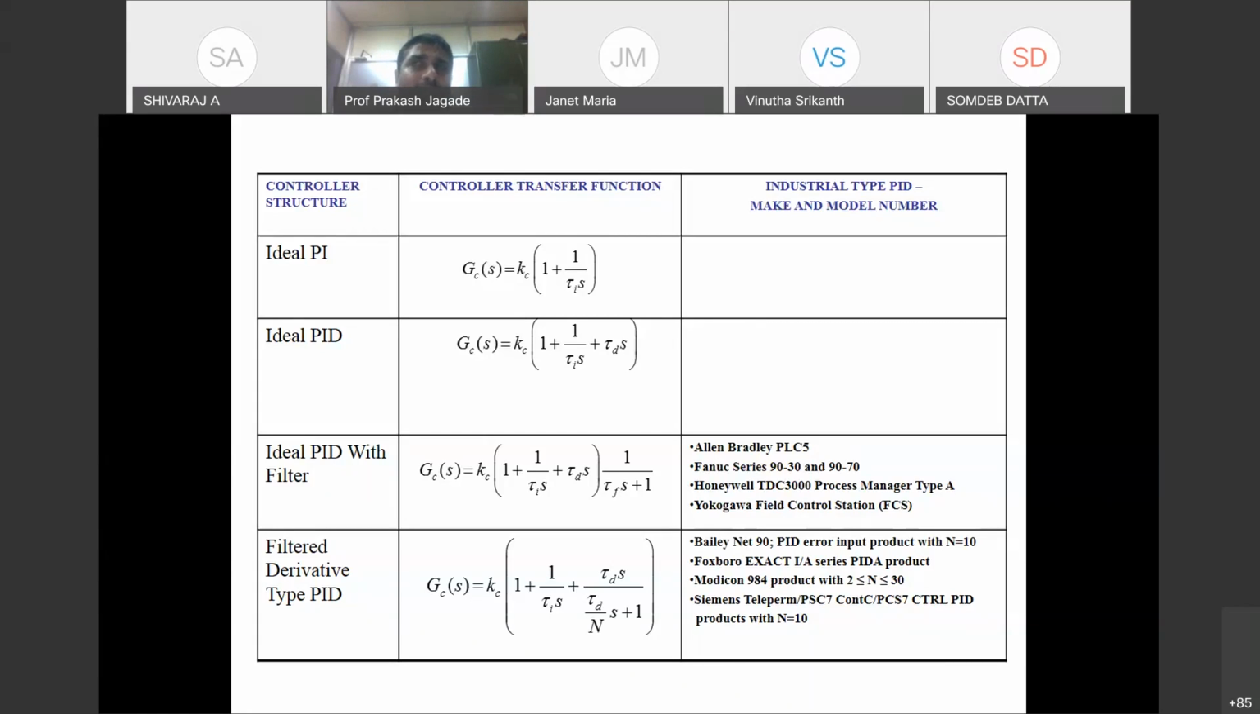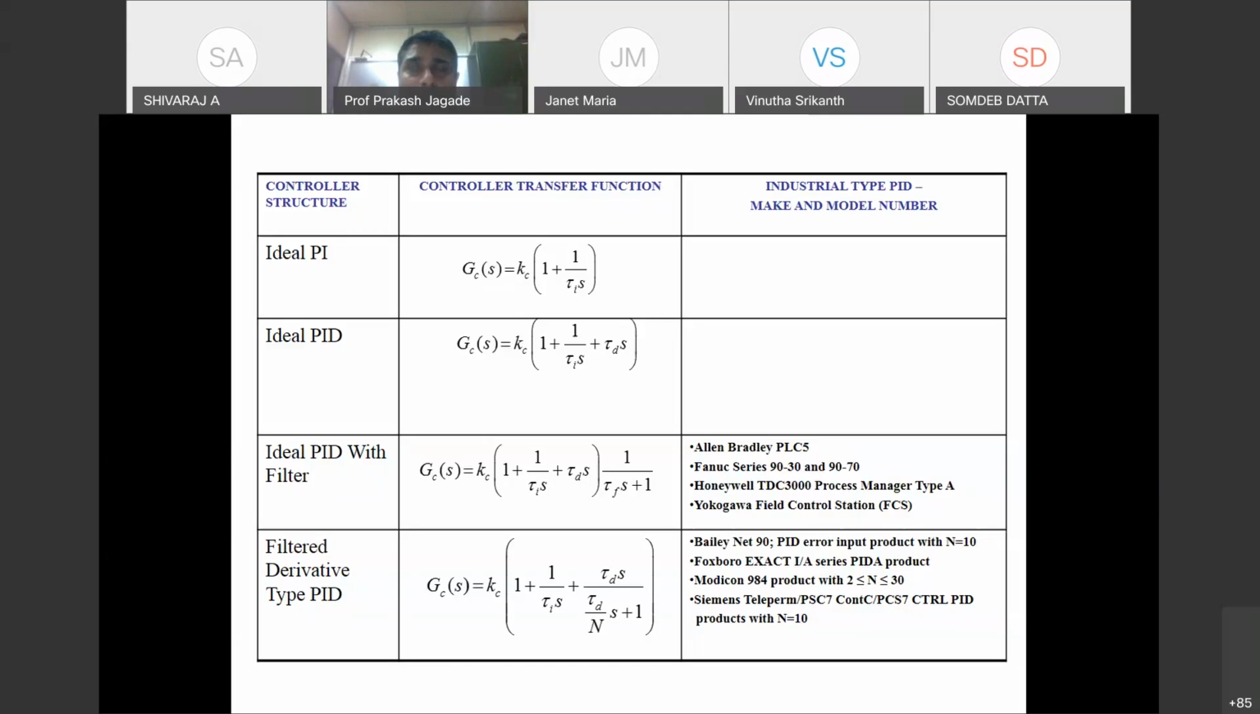If you see any standard textbook, the transfer function representation of a PI or a PID controller, normally you will see this reported. Whatever is reported in the second column, that you will see in a standard textbook. But here, let me explain what are all the problems associated with an ideal PID controller transfer function.